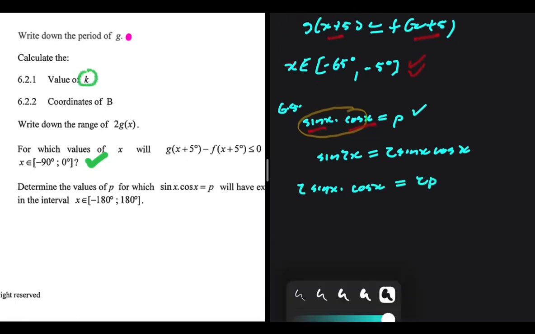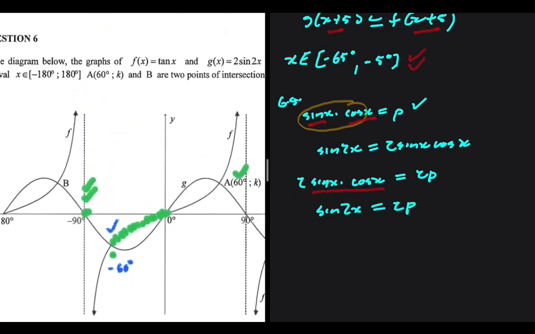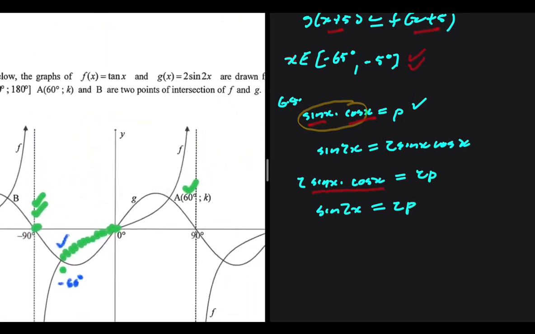Why are we multiplying by 2? So that we can change this term. Sine of 2x is equal to 2p. We know fully well that, let me show you, g of x is equal to 2 sine of 2x. So in order to get that, let's multiply by 2 again. If we do that, we have 2 sine of 2x being equal to 4p.